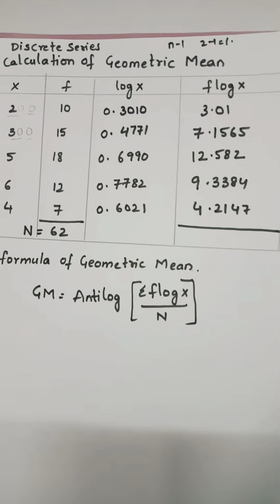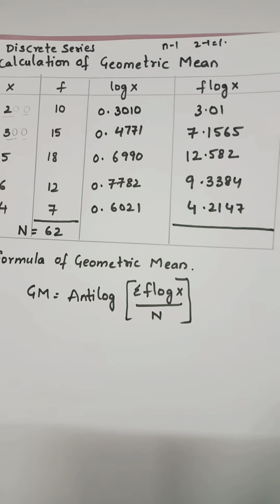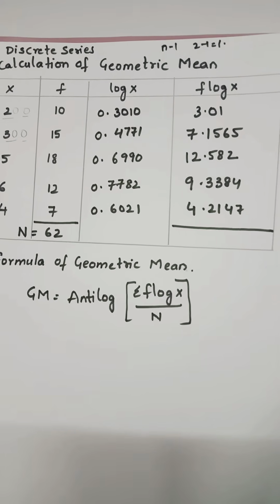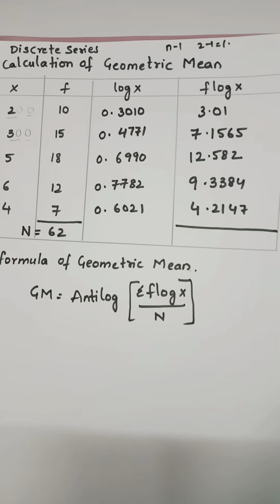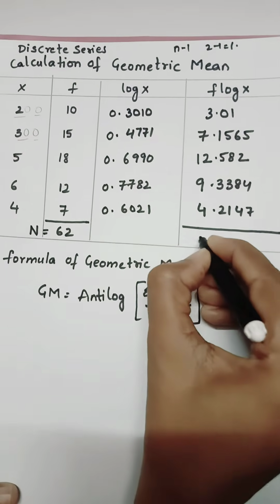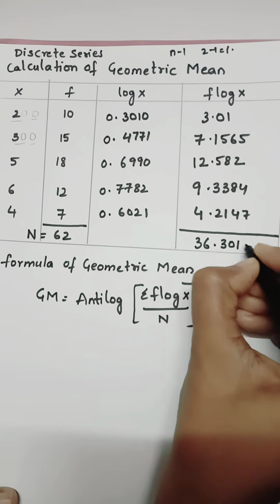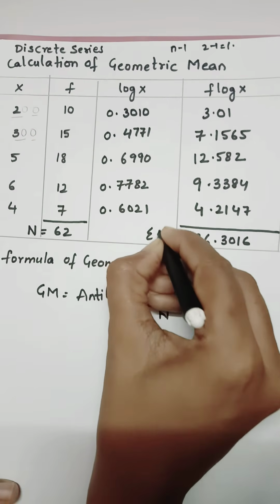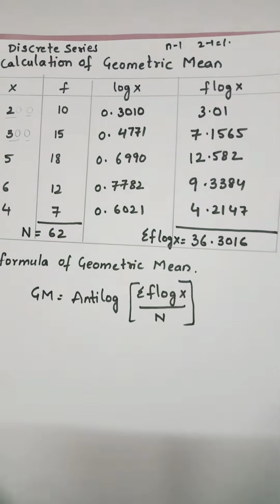At last we need to make the total of this column. 4.2147 plus 9.3384 plus 12.582 plus 7.1565 plus 3.01. So we got the total as 36.3016, which is called summation f log x.